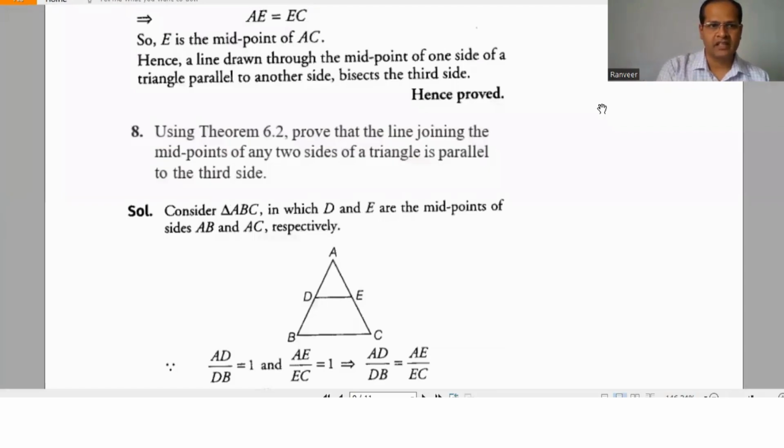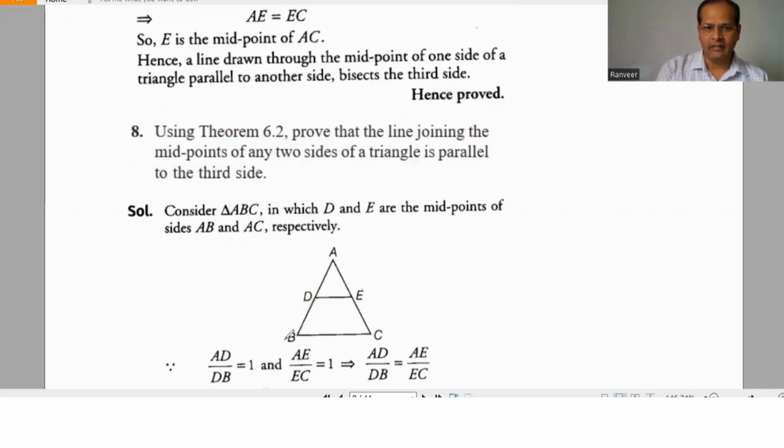Using theorem A6.2, prove that the line joining the midpoints of any two sides of a triangle is parallel to the third side. So consider the triangle ABC in which D and E are the midpoints of AB and AC respectively.